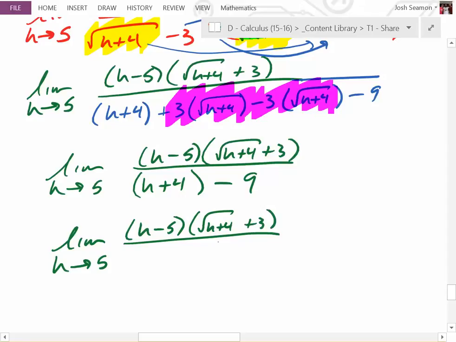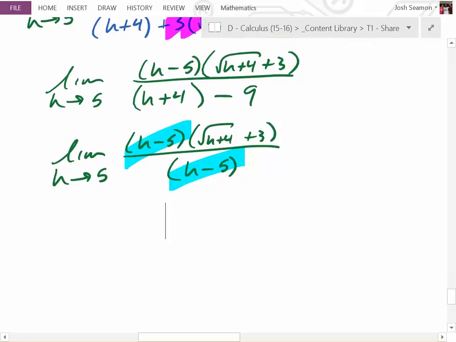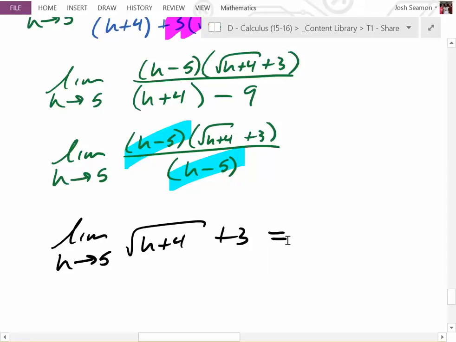What does the bottom become? Oh, wait, does something cancel now? The h minus 5s cancel. Is that awesome, super cool? So what do you have? The limit as h goes to 5 of the square root of h plus 4 plus 3. What does that become? 6.